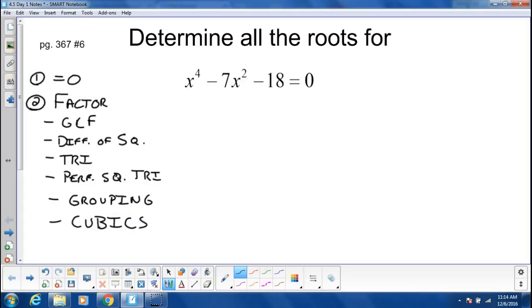Okay. So let's look at that problem now. We have it equal to 0. We can factor it. Let's see. Is there a GCF that we can pull out? No. Is it a difference of perfect squares? Why not? 18 isn't a perfect square is one reason. What's another reason?